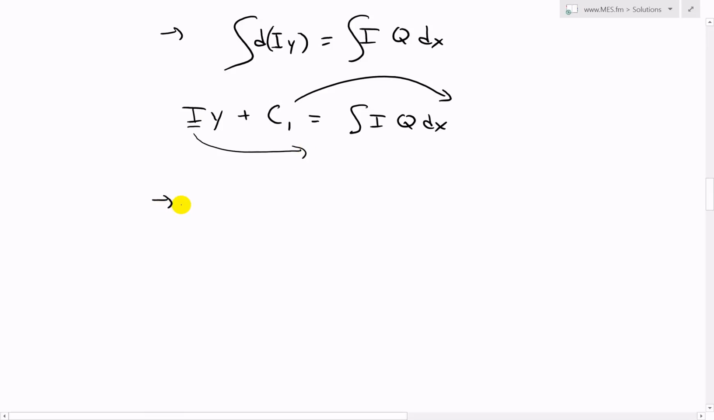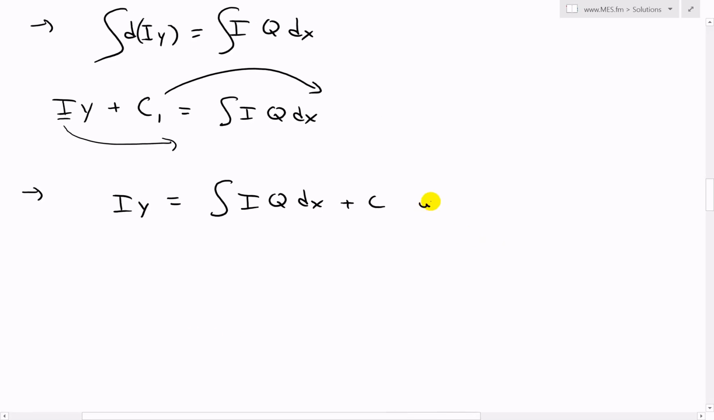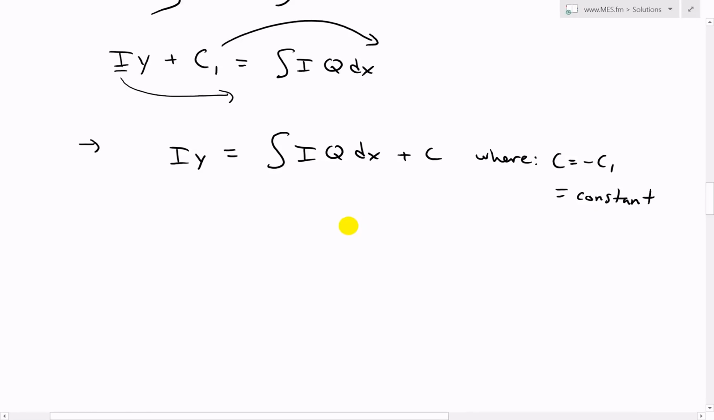So what we'll end up finally getting is y of x equals, dividing by I, but first I'll just write it down to make it a bit easier. So what we get is I y equals the integral of I q dx plus c, where c equals negative c1, which is a negative constant, and a negative constant is still a constant. You don't know if it's negative c1, it could be positive, etc. I just did this for completeness. So now that we have this, we divide both sides by I.